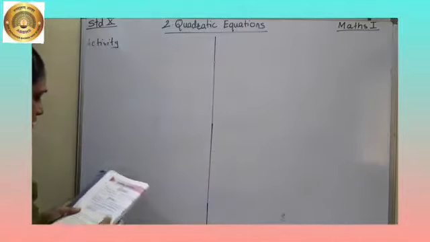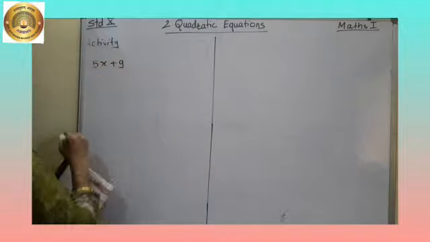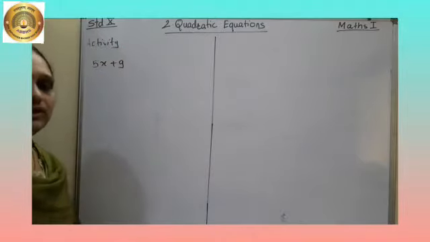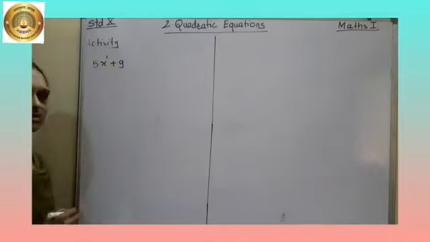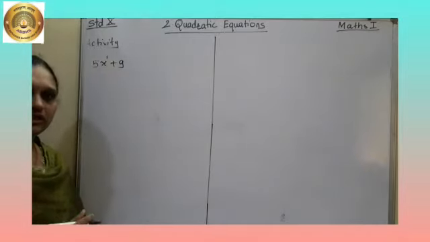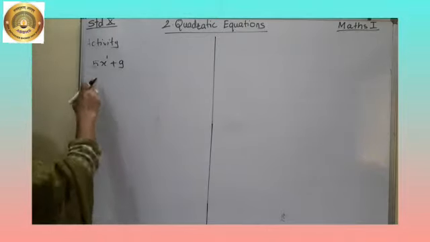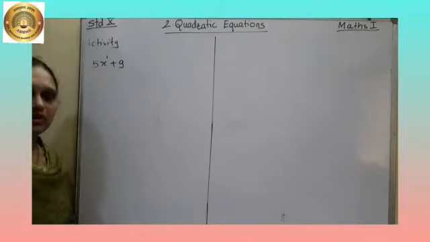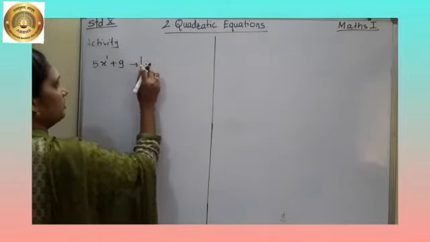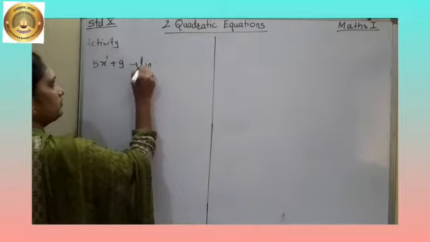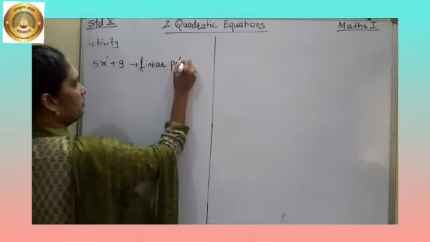So here first is given 5x plus 9. Now students, if you observe, the degree of this polynomial is 1. X does not have any degree or any index, that means it has 1. So the highest index is 1, that means this is called a linear polynomial.